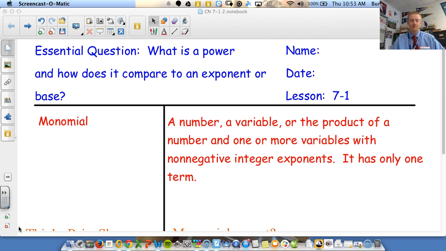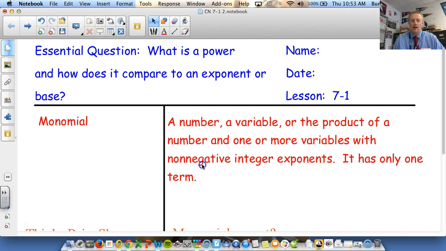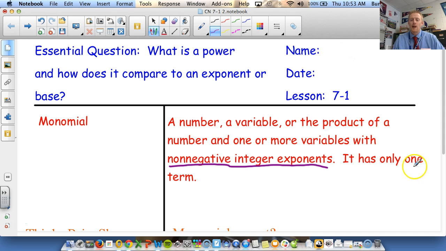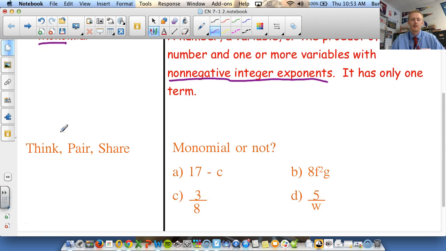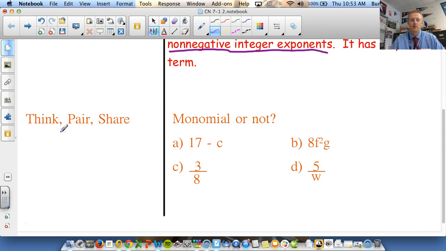So a monomial is a number, a variable, or the product of a number and one or more variables with non-negative integers as exponents. So this is important. It may only have one term. That's where the mono comes from. So one term.